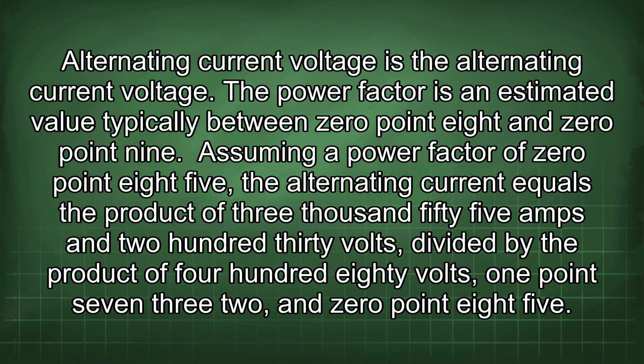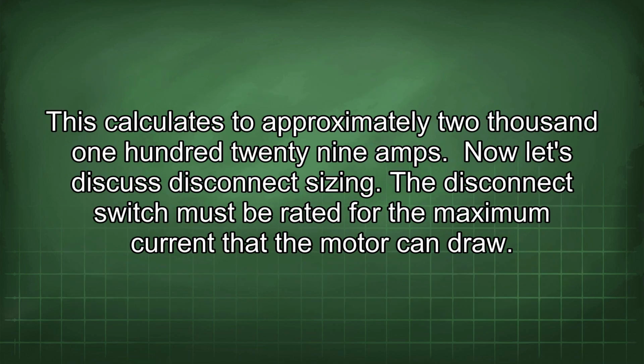Assuming a power factor of 0.85, the alternating current equals the product of 3055 amps and 230 volts, divided by the product of 480 volts, 1.732, and 0.85. This calculates to approximately 2129 amps. Now let's discuss disconnect sizing.